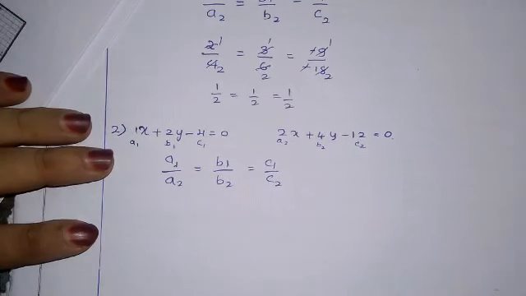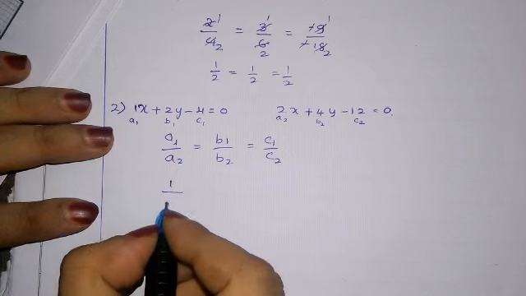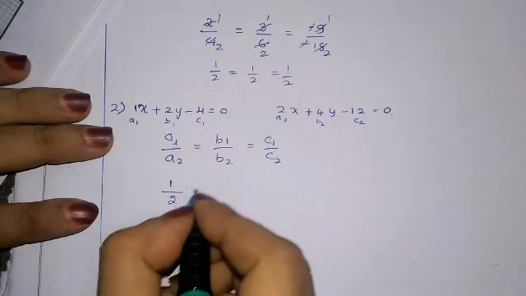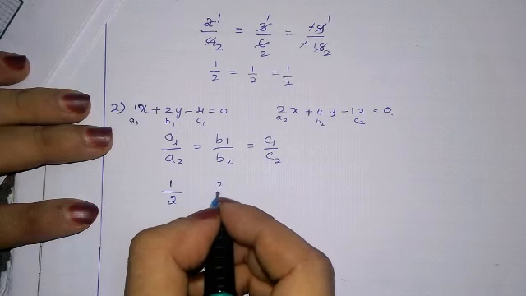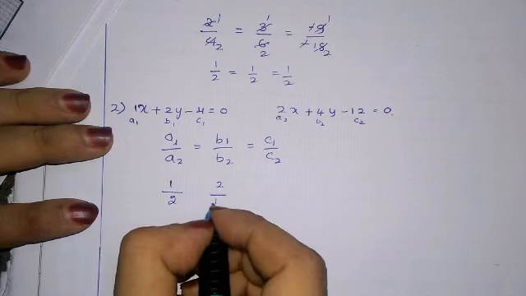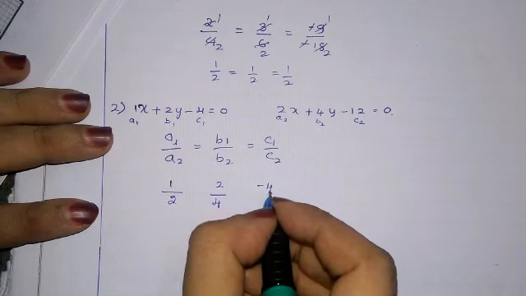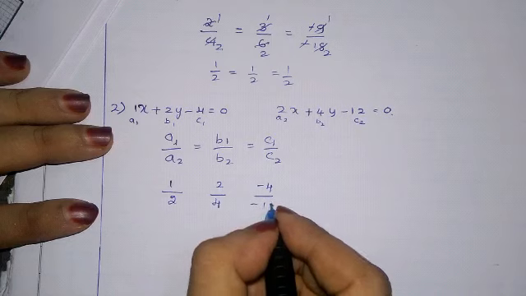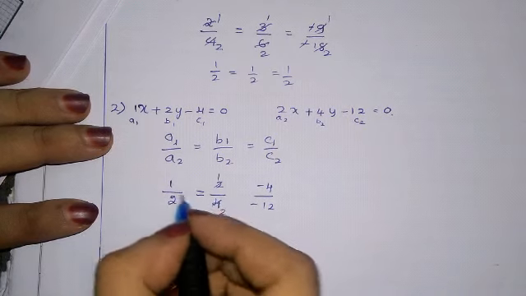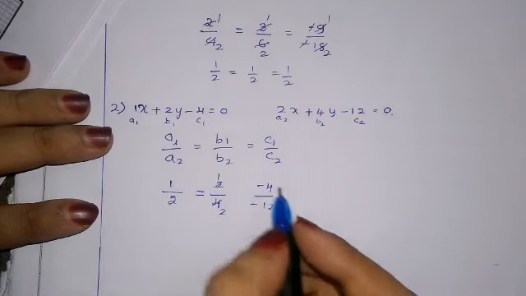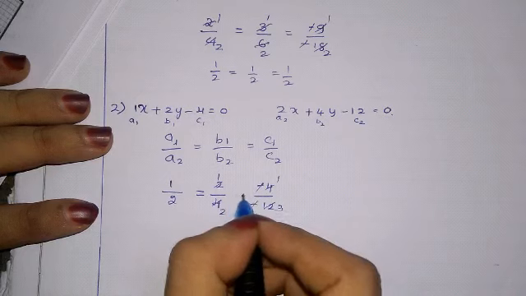Let us see now. a1 is 1. a2 is 2. b1 value is 2. b2 value is 4. c1 value is minus 4. And c2 value is minus 12. So this 1s are 2s are, so this is equal. 1 upon 2, 1 upon 2. What about this? Minus minus get cancelled. 4 1s are 4, 4 3s are 12.